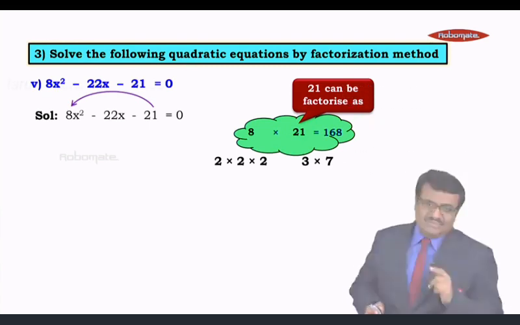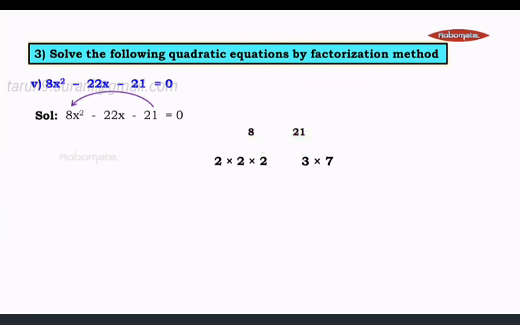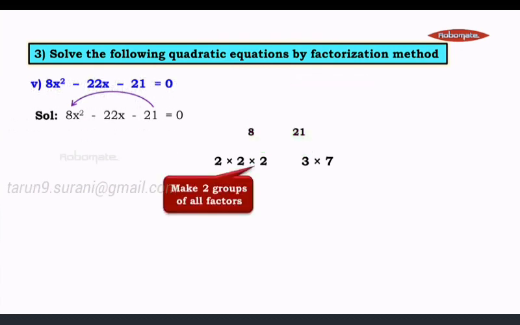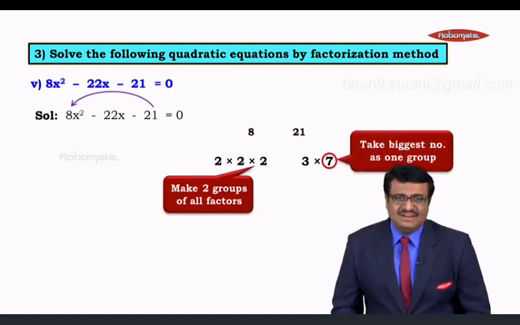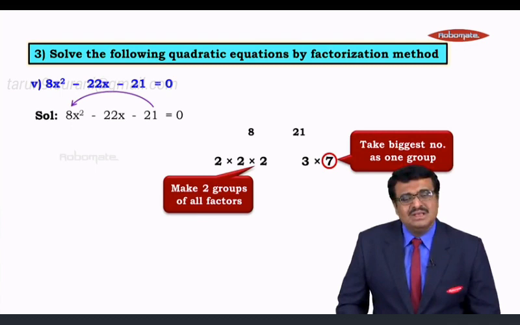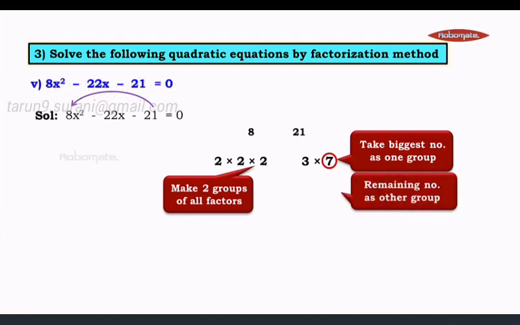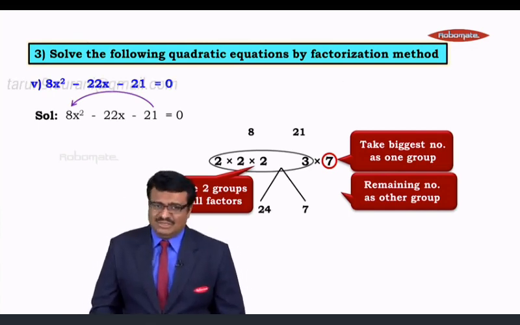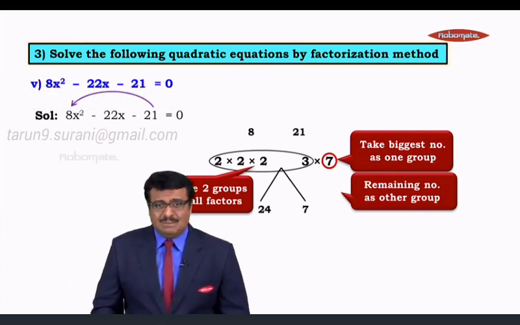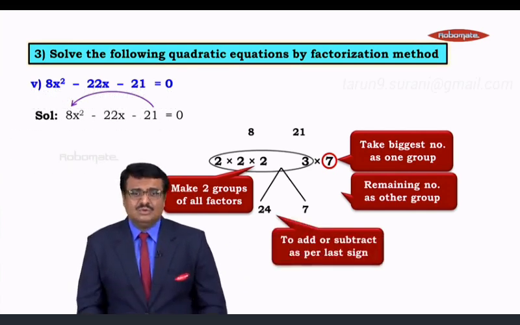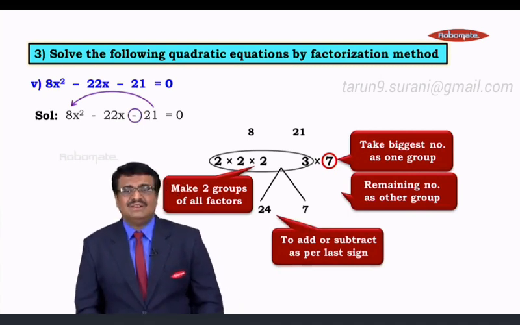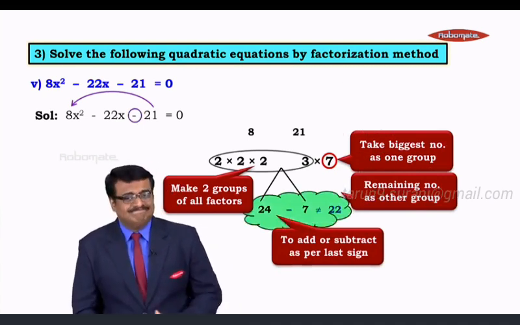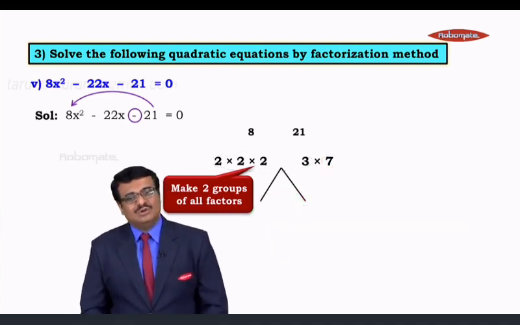Now if you see this here, the biggest number is 7. Can you see that? So make 2 groups of all factors. Take the biggest number, 7, as one group, and all the remaining numbers as the second group. So 2 into 2 into 2 is 8, 8 into 3 is 24 is one factor, and 7 is another factor. 24 sevens is 168, no question about it. But 24 and 7, if you subtract, will you get 22? You will not get 22, correct? So this factor pair is not possible. Let's go to the next.